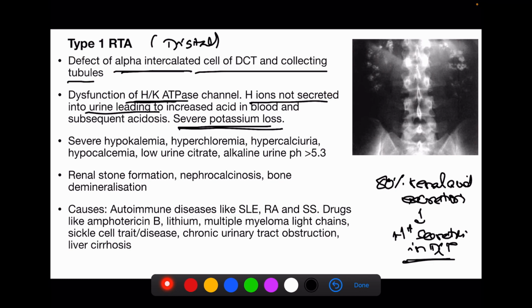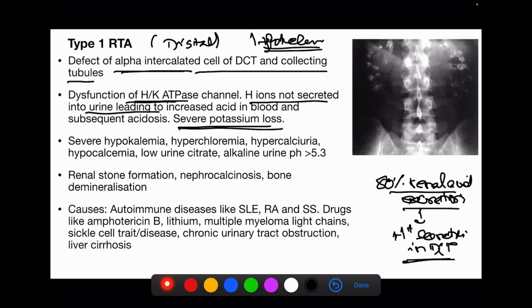Just as I told before, the acidosis tends to be severe, and because of the severe acidosis, the potassium loss also tends to be severe. So hypokalemia is one characteristic feature which occurs in type 1 or distal RTA.